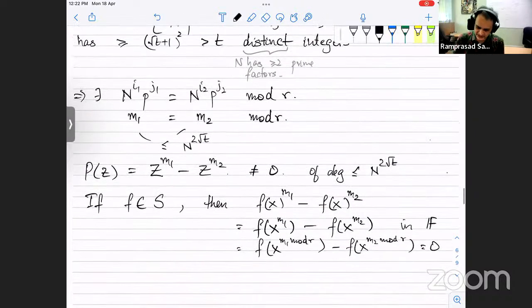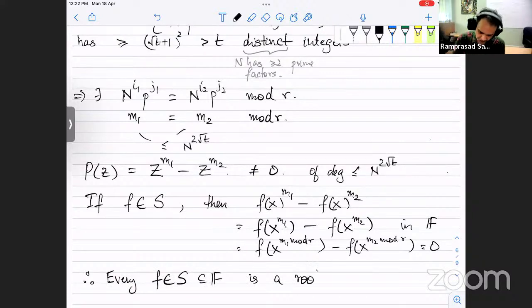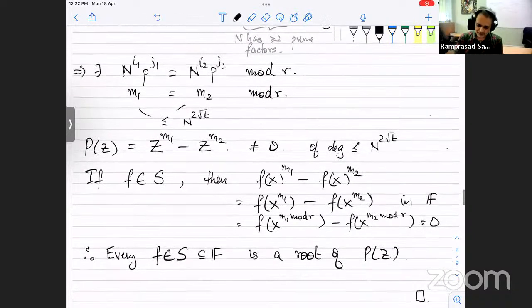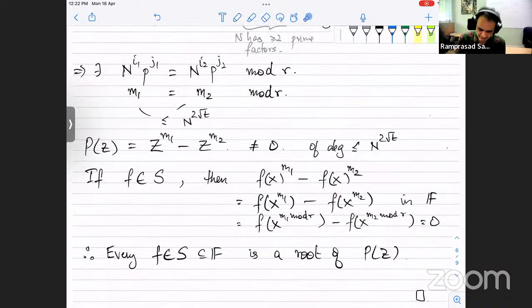So this basically tells us that every f in this set S that you had, which is a subset of my field F, is a root of P of Z. And I know for a fact that P of Z is not equal to 0. So it could not have had more roots than its degree. So this implies that the size of this set S is at most n power 2 square root t. Is that okay?